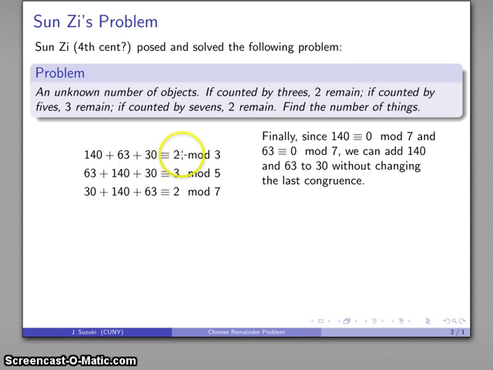This number is congruent to 2 mod 3. This number is congruent to 3 mod 5. This number is congruent to 2 mod 7. And those three numbers separately satisfy the congruences.